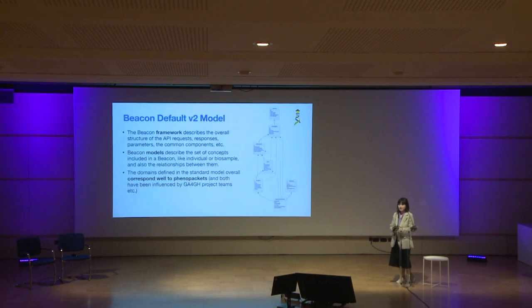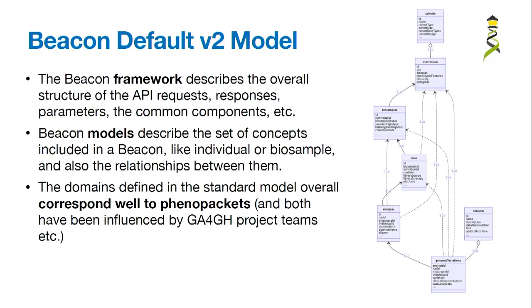So this figure shows the Beacon version 2 default model. The model describes the set of concepts included in a Beacon, like individual or biosample, and also the relationships between them. And the domains defined in the standard model overall correspond well to Phenopackets.